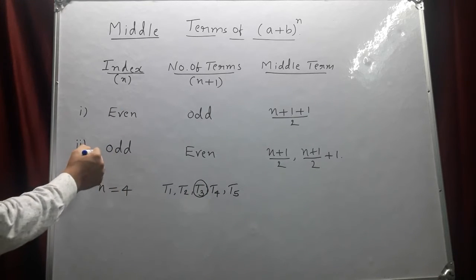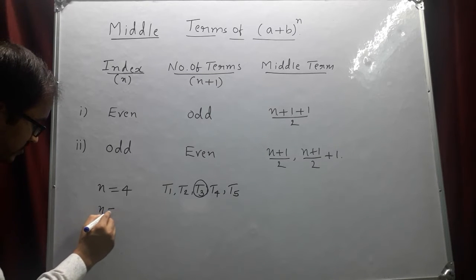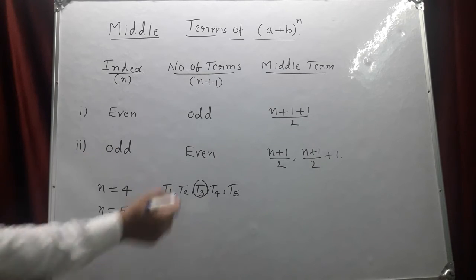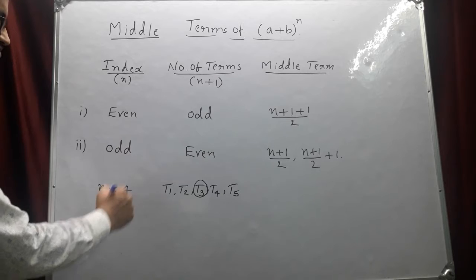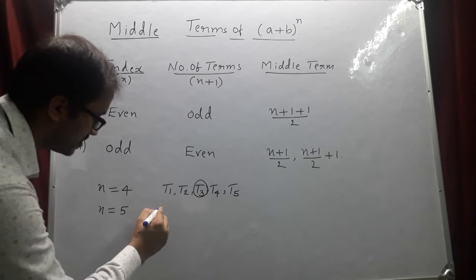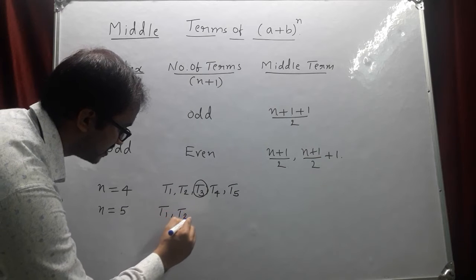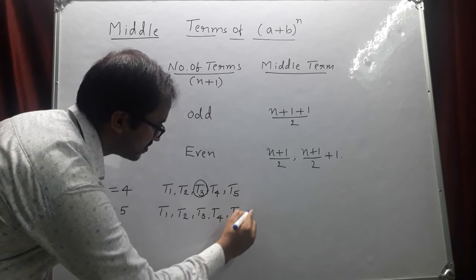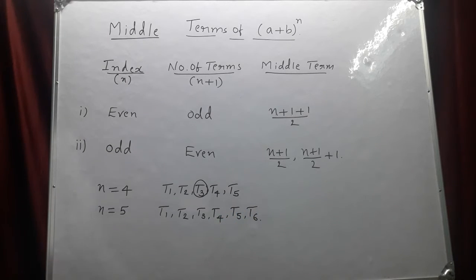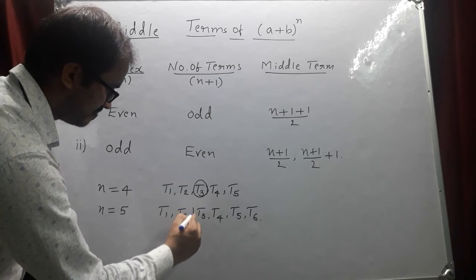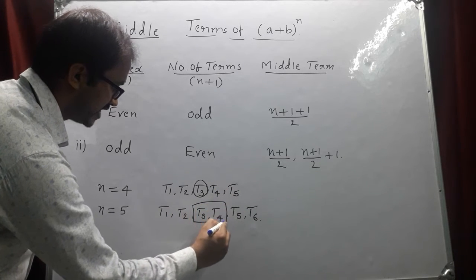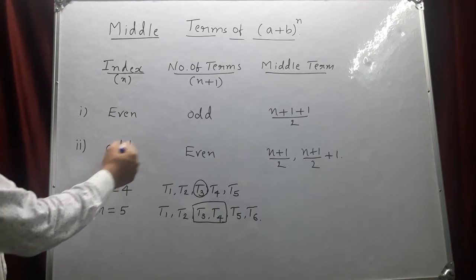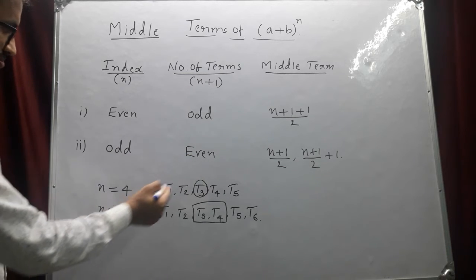Now consider the second case. If I take n = 5, the index is odd. The number of terms will be 5 + 1, so we have 6 terms: T1, T2, T3, T4, T5, T6. Clearly you can see that there will be two middle terms, T3 and T4. So when n is odd, n + 1 is even, and n + 1 value becomes how much here?